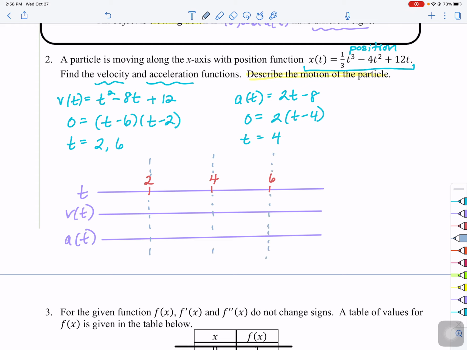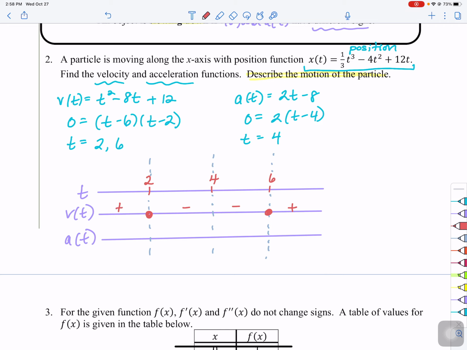And now let's talk about the velocity. The velocity is 0 at t equal to 2 and t equal to 6. So let's plug in a value beyond 6. We will have positive velocity. And then between 2 and 6, we will have negative. And then less than 2, you could use 0, we'll have a positive.